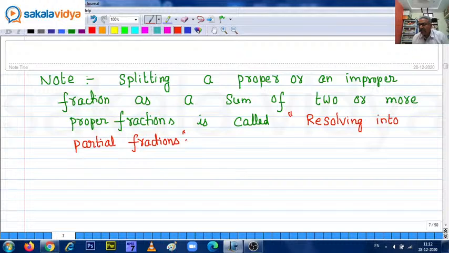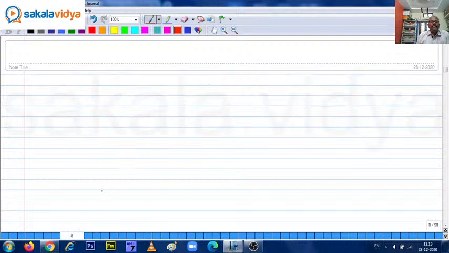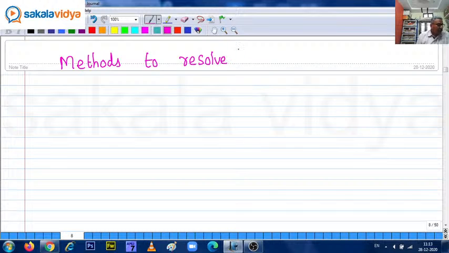So actually in this chapter we concentrate on how to resolve a proper or improper fraction into the partial fractions. That means we discuss the methods. Next we discuss methods to resolve a rational fraction, either proper or improper, into partial fractions.